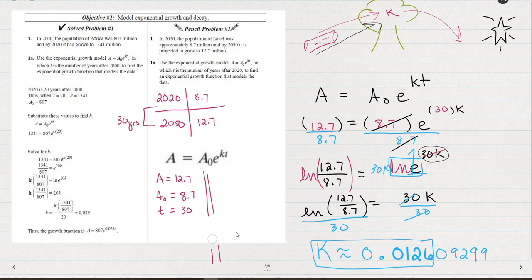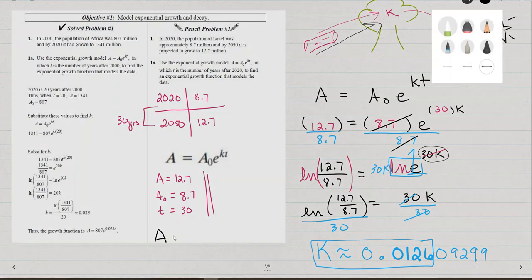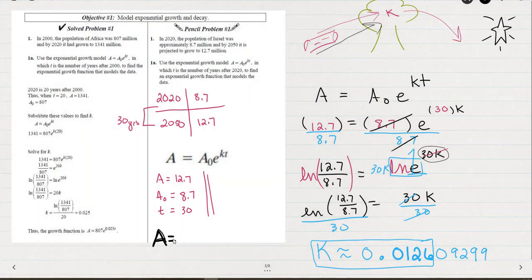So what does the growth model look like? It would look like this. We could go back to our A equals A naught e to the kt. And what I'm going to do is replace the k in that equation with the value that we found for k. So it would look like this. A equals, the end amount equals the initial amount, 8.7, e to the 0.0126 t.